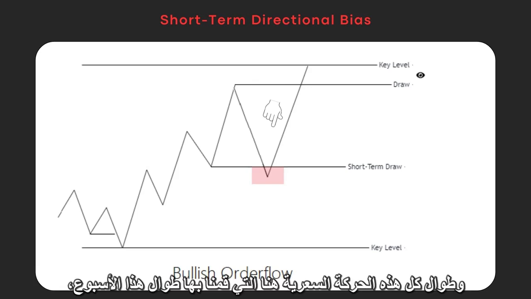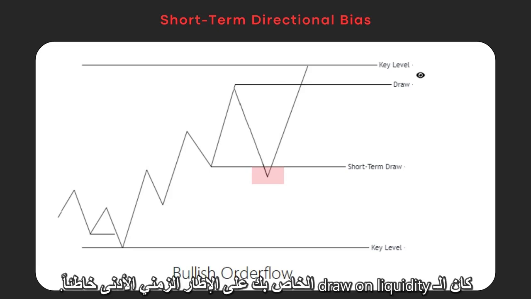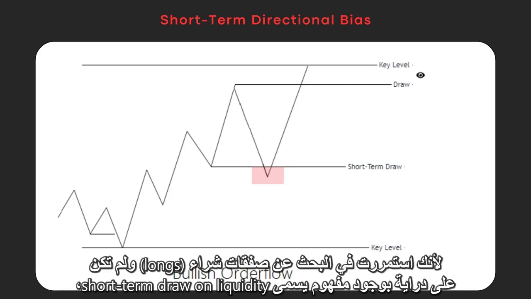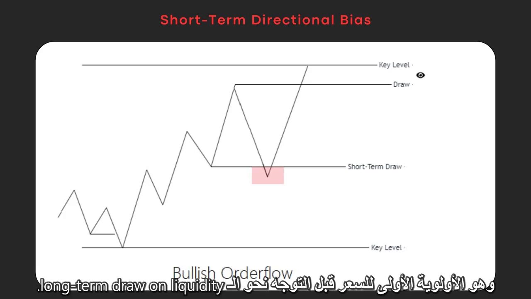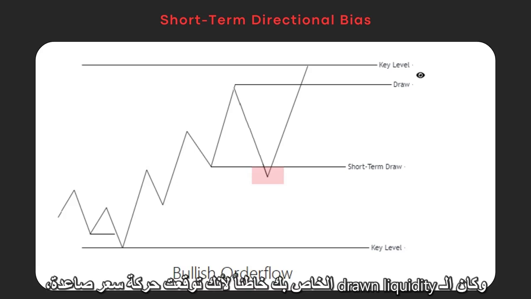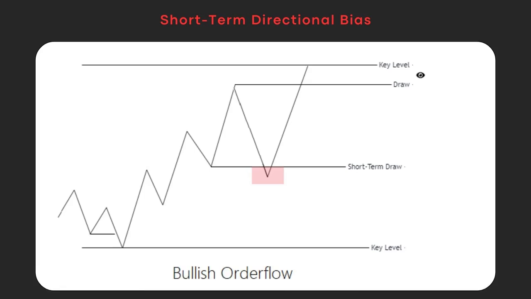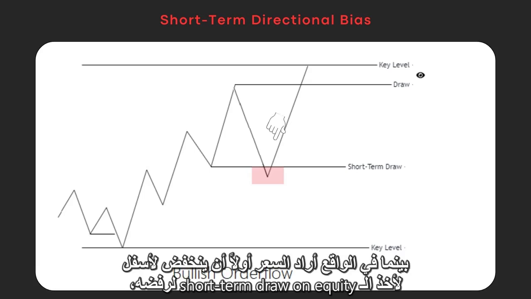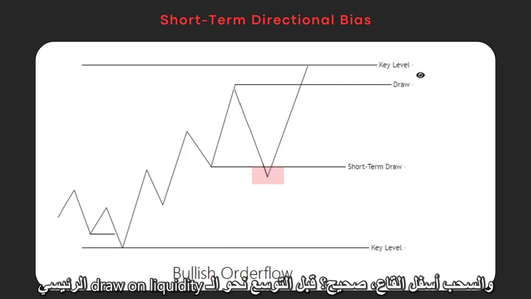And throughout all of this price action right here that we made throughout this whole week, your drawn liquidity on the lower time frame would have been wrong because you kept looking for longs and you weren't aware that there is a concept called short-term drawn liquidity, which is the first priority for price before reaching towards the long-term drawn liquidity. So in this case, you would have been wrong throughout this whole week on the lower time frame, and your drawn liquidity would have been wrong because you expected bullish price action, when in reality, price first wanted to go lower to take out the short-term drawn liquidity, to reject and purge below the low, right? Before expanding towards the major drawn liquidity, which is higher.